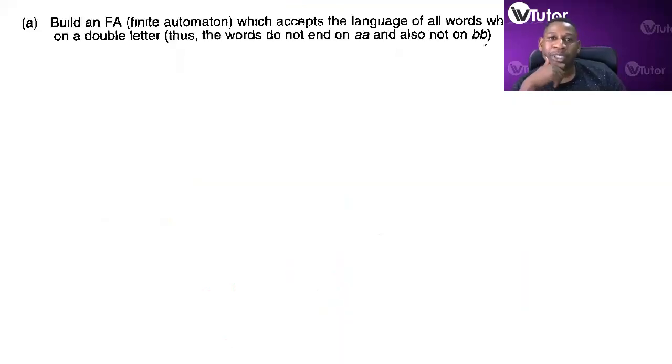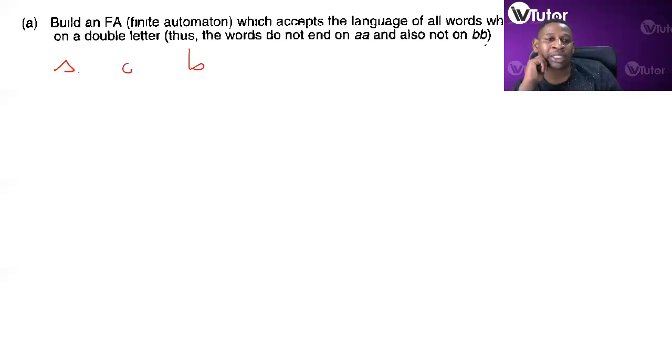Build a finite automaton which accepts the language of all words which do not end on a double letter. So the smallest word accepted is the empty word, which does not end on a double letter. A does not end on a double letter. B does not end on a double letter.